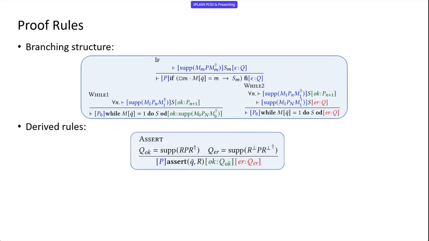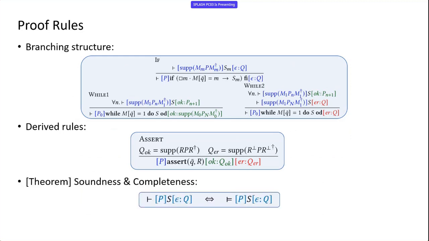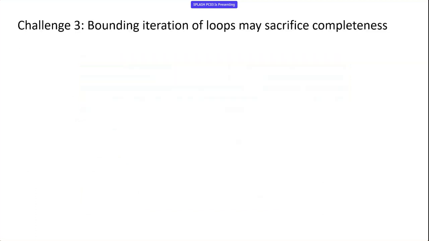We also have a derived rule for the assert statement. Just like in classical programs, we insert the assert statement at some place we are interested in, and if we find out that the post condition for the error case is non-zero, that means we find a bug in the program. And we also get a theorem that our proof system is sound and complete. So that's all, and now we'll go back to our third problem.